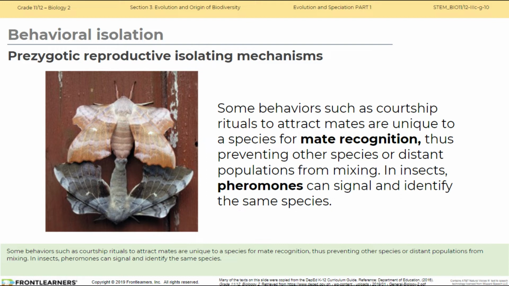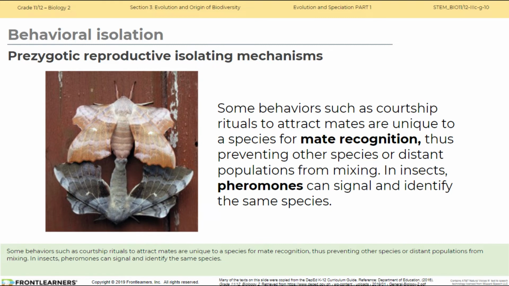If you have the chance to have a glimpse in reproductive biology, makikita mo how fascinating the courtship rituals of different species. So, here in behavioral isolation, yung insect daw, they have pheromones. Yung pheromones, it is a hormone that signals to identify that they are of the same species. So, kaya hindi sila nagkakaroon ng mix-up. So, that is an isolating mechanism in behavioral isolation.